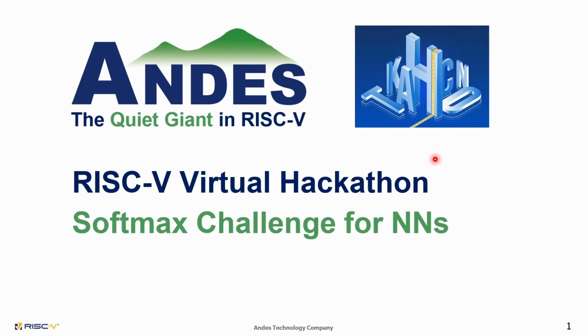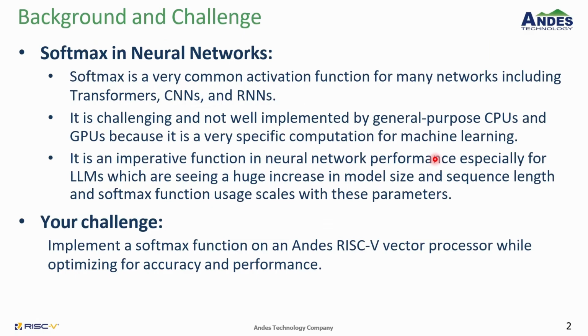For this hackathon, we're going to ask you to implement Softmax for neural networks. So what is Softmax? Softmax is a very common activation function for many networks including transformers, convolutional neural networks, and recurrent neural networks. Your challenge will be to implement the Softmax function on an Andes RISC-V vector processor while optimizing for accuracy and performance.